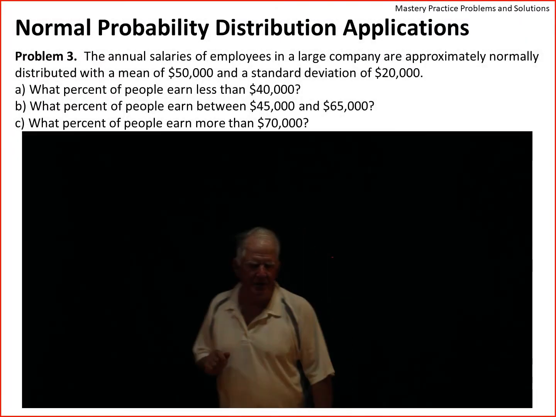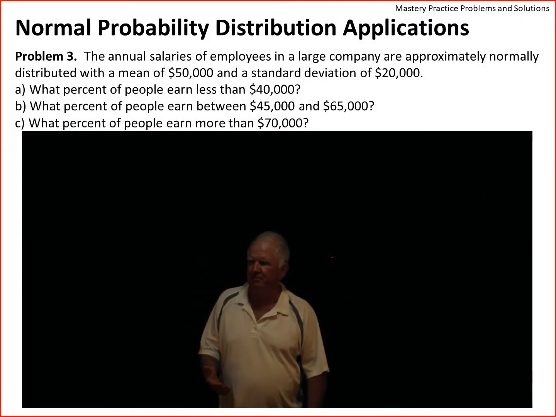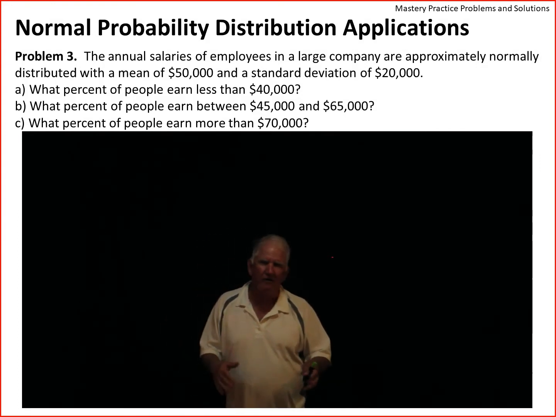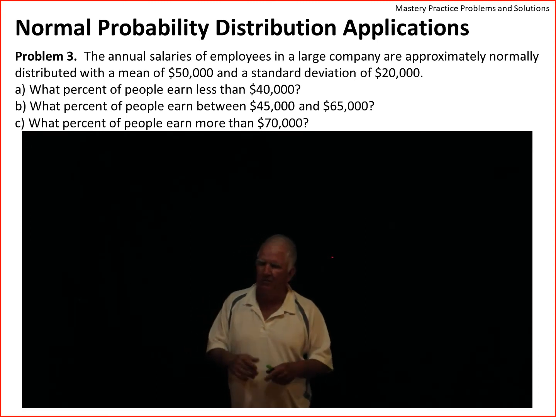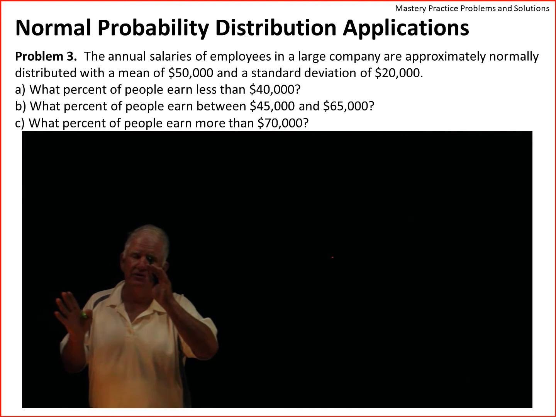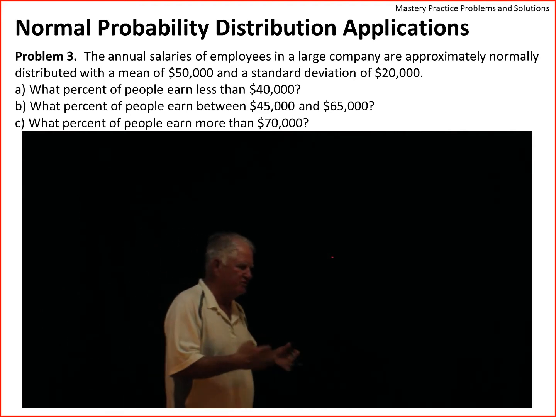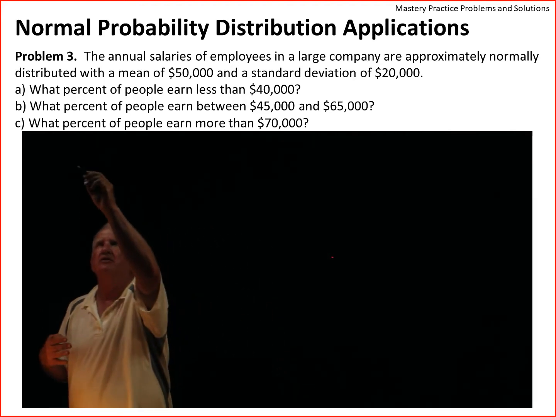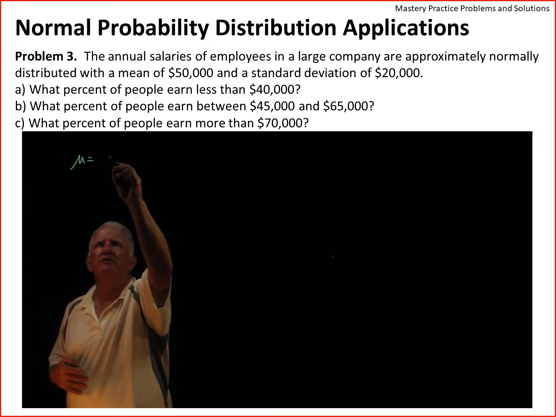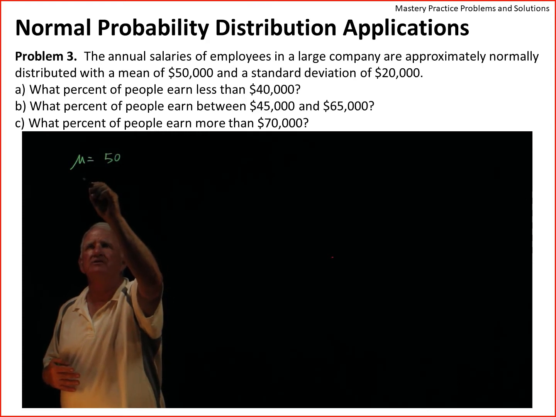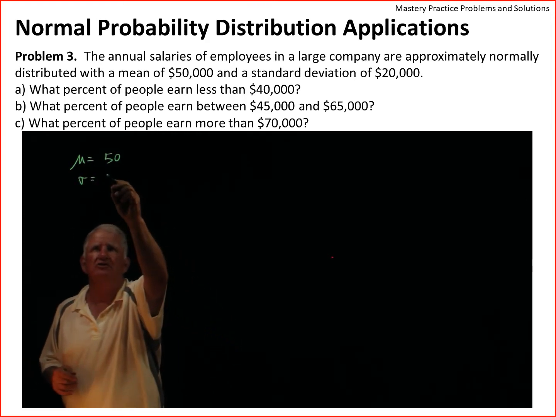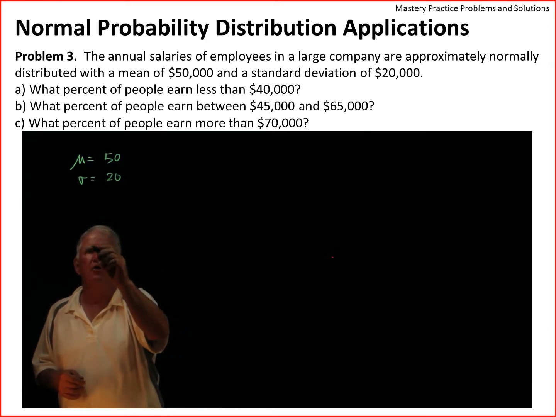All right, problem 3 has 3 parts. Frankly, if you can do problem 3 with great alacrity, then you're probably ready to move on. Problem 3 says there's a distribution. This distribution has to do with salaries. The salaries have a mean of 50,000 and a sigma of 20,000. And there are 3 questions.